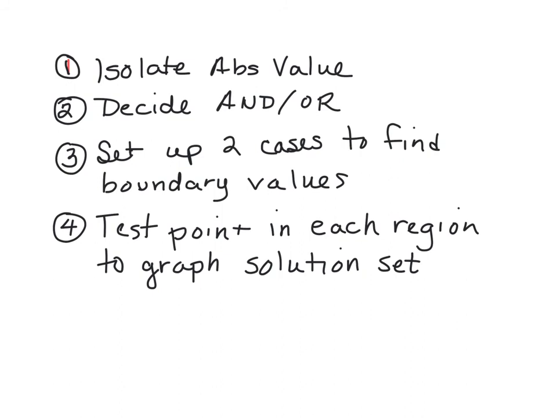So our steps for solving these inequalities: first, we need to isolate the absolute value. I didn't show you any earlier that had anything outside the absolute value symbol, but like with the equations, you want to move anything away from that absolute value before we solve. Next, decide if it's an "and" or an "or." Again, we remember that less than is an "and," more than is an "or." We'll set up those two cases to find the boundary values. And we should be testing a point in each region to find out what the graph of the solution set looks like. However, for our purposes this year, less than will look like an "and," greater than will look like an "or."